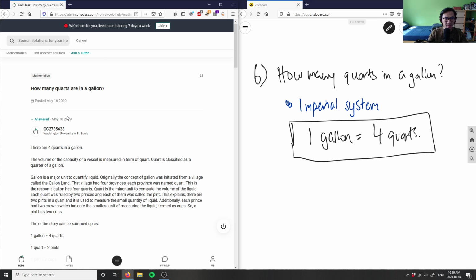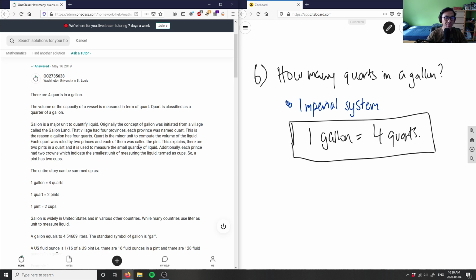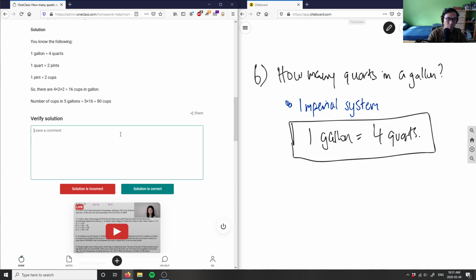They did the exact same thing here. They're asking the exact same thing. So obviously, how many quarts in a gallon? 4 quarts in a gallon. We're working in the imperial system in terms of volume here. It's the exact same questions. So again, 1 gallon here equals 4 quarts as shown by our conversion here. So the solution here is correct.